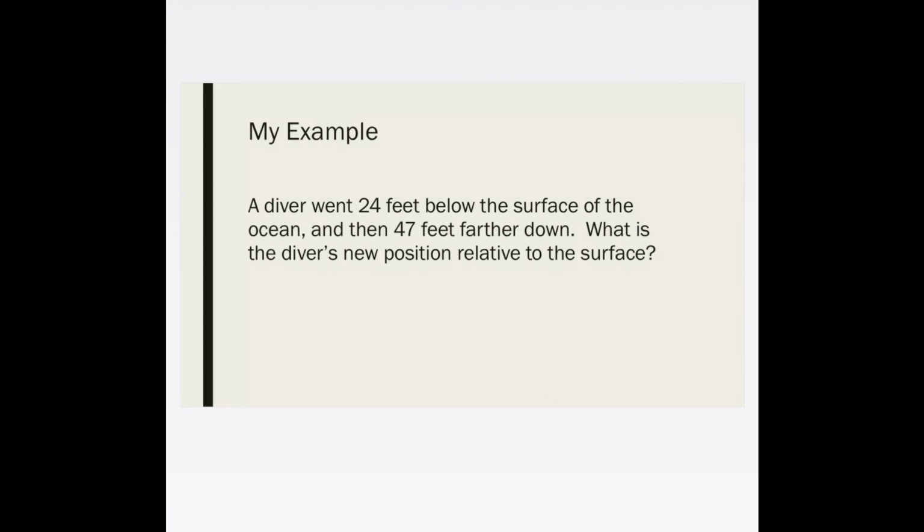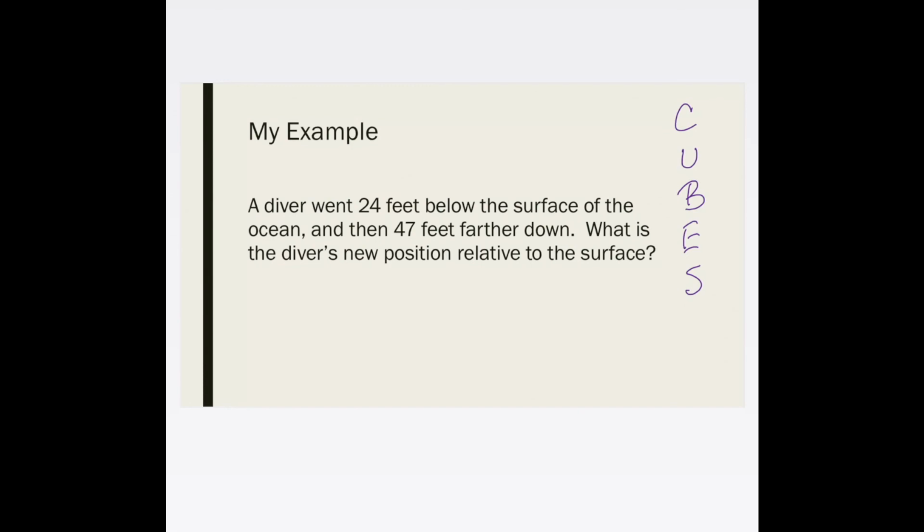Here we go again with the ocean. A diver went 24 feet below the surface of the ocean and then 47 feet farther down. What is the diver's new position relative to the surface? Okay, so we have a word problem. I read it first without writing anything down, and now I'm going to remind myself about cubes.